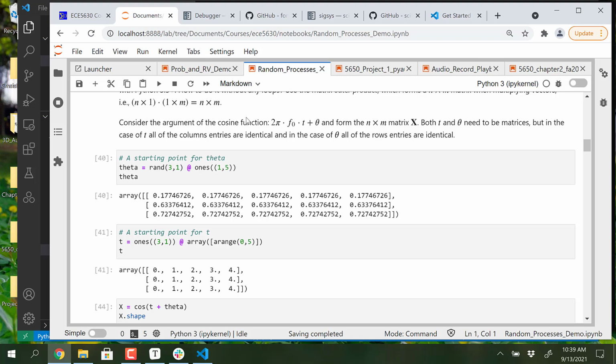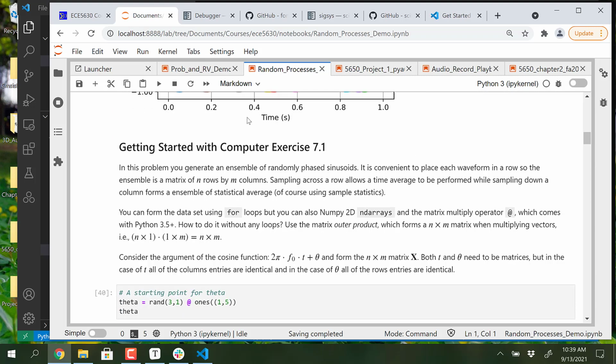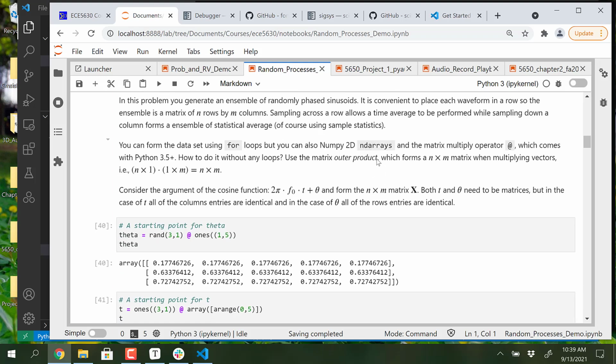And so in order to create this ensemble, in this notebook I've got some nice hints on how to generate it. You could do a two-dimensional loop, and you could just fill up an ND array in that fashion. But a more efficient way of doing it is using vector processing. So I talk about how, in order to create a randomly phased sinusoid, you need to make this argument 2 pi f naught times t, so t has to vary in the horizontal direction, and then as you go down the vertical direction, the values that theta takes on are going to change in that orientation.